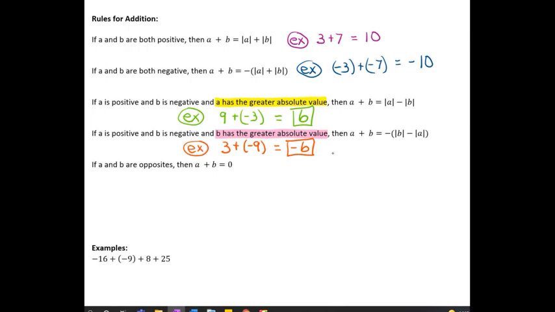All right, now what about opposites? What if we're adding two opposites? Then we know their sum would be equal to 0. So for example, if I'm adding 5 plus a negative 5, then my sum is 0, and we covered that earlier in the year. All right, we're going to go through a couple of examples for addition, and then we'll talk about subtraction.